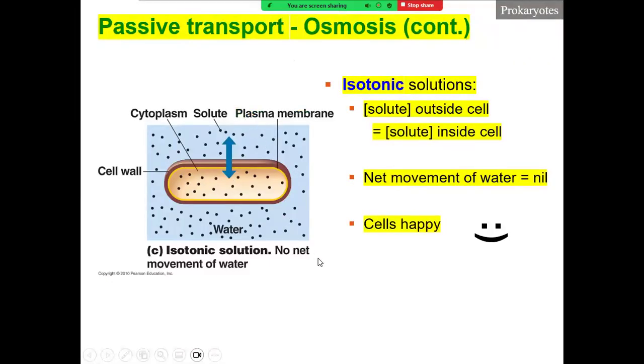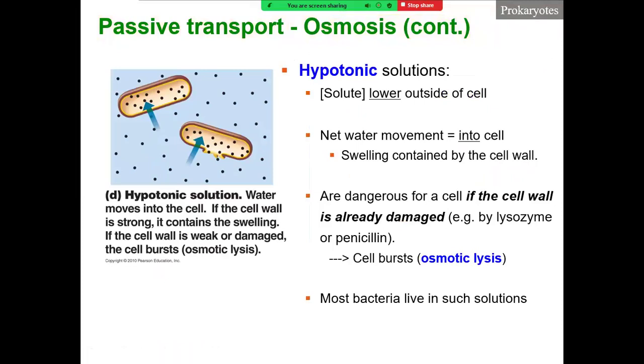I guess what we should do is go ahead and blow that up so you can see it better. A hypotonic solution is where the solute concentration outside the cell is lower than the solute concentration inside the cell. In the case of a hypotonic solution, water moves into the cell because water moves down a concentration gradient, and when the solute concentration is lower outside the cell, that means the water concentration outside the cell is higher. And so water moves down the concentration gradient, moving into the cell.